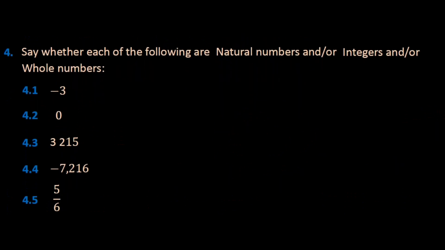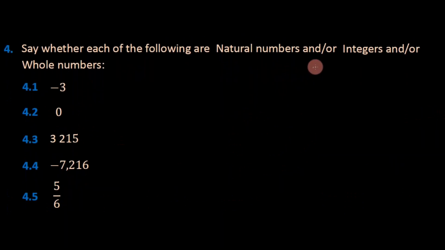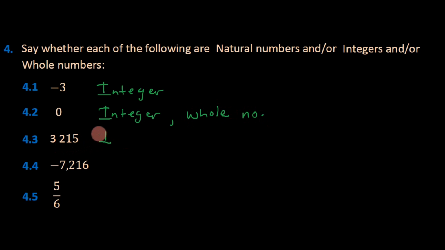We have to say whether each of the following are natural numbers and/or integers and/or whole numbers. For 4.1, negative 3 is an integer. It's not a natural number, nor is it a whole number. 0 is an integer as well as a whole number. Then 3215, it's an integer. It's also a whole number. And it's also a natural number.